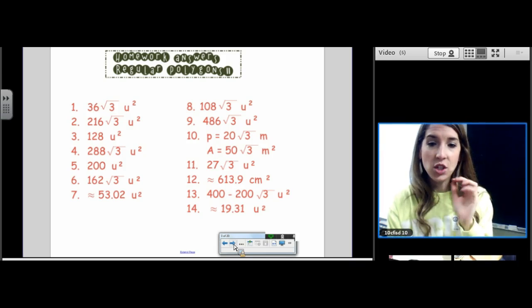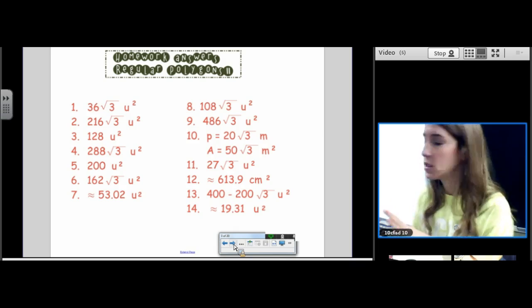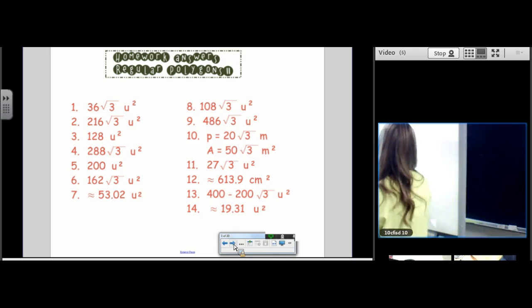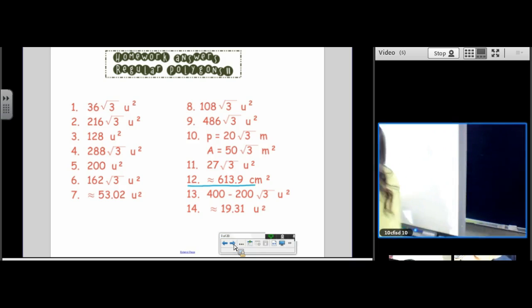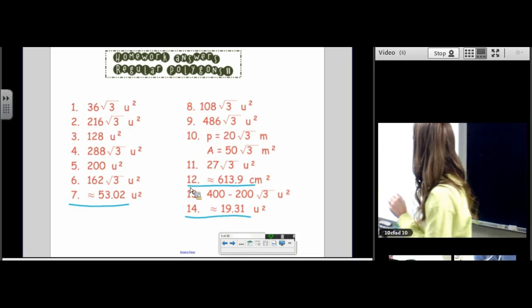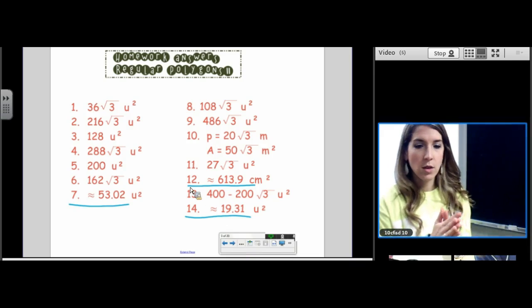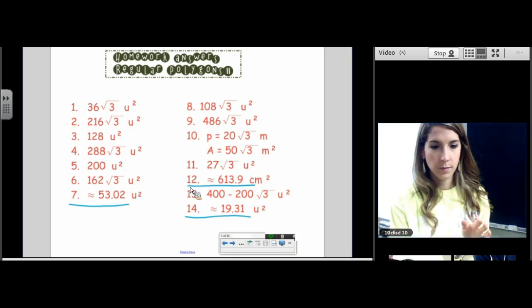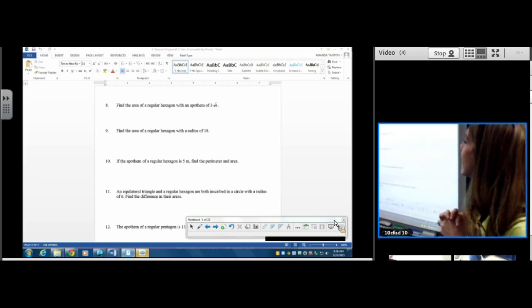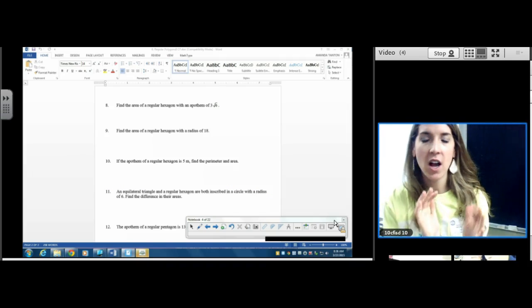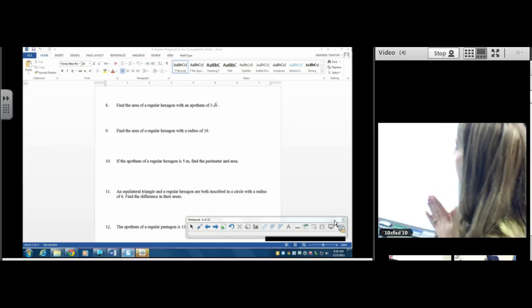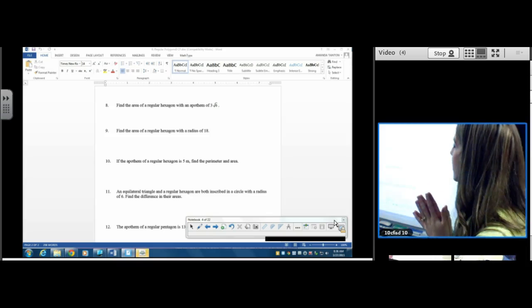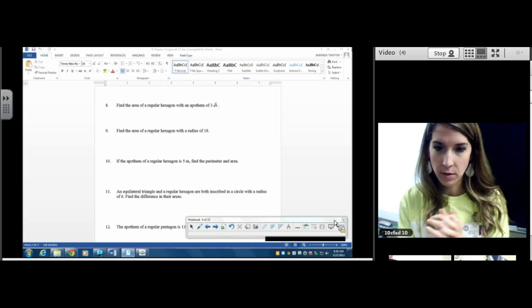I want to at least do one of them that involved trig, so make sure you ask me about 7, 12, or 14. Because those, you had to do trig on each of those. We are looking at number 8 from the Polygons 2 homework. Find the area of a regular hexagon with an apothem of 3√6.